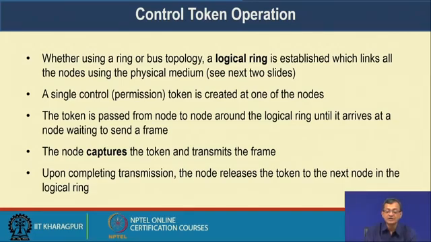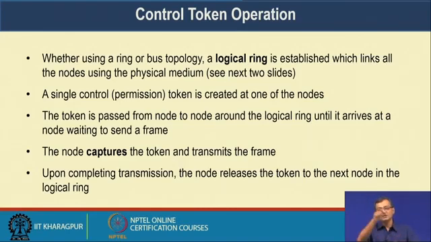The link control permission token is held by one node at a time. The token is passed from node to node around the logical ring until it arrives at a node waiting to send. That means it keeps moving from node to node unless somebody grabs the token to transmit data. The node captures the token, has control over the token, and transmits the data. Upon completing the transmission, the node releases the token to the next node in the logical ring.